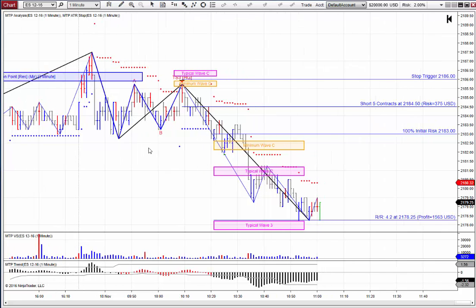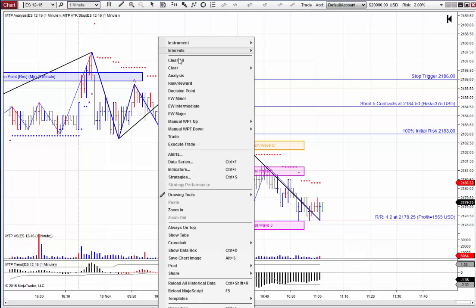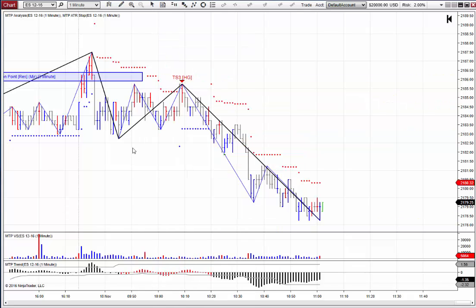Why is this so important? Well, because after a wave 2, you typically get a wave 3 swing, which in Elliott wave terms is the strongest and longest in a completed 5-wave sequence. So therefore, the target is straight down to the typical wave 3 WPT. I'll just take the analysis off and show you how easy that is to place on.